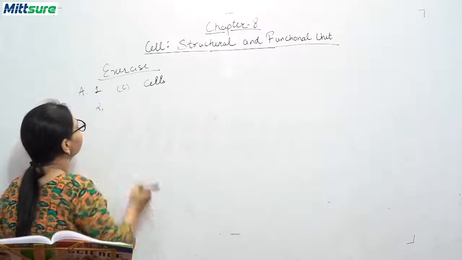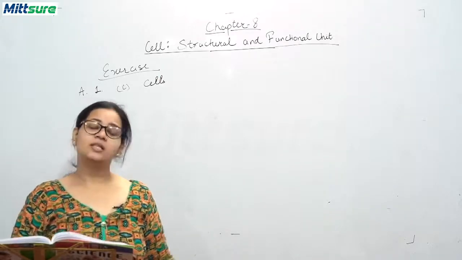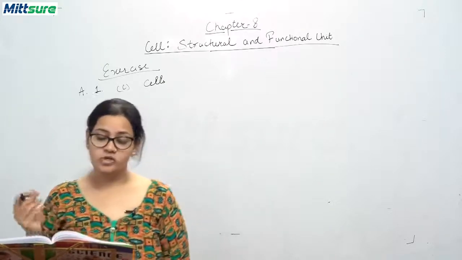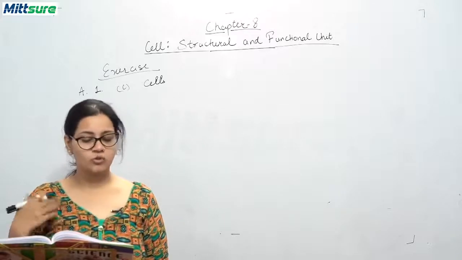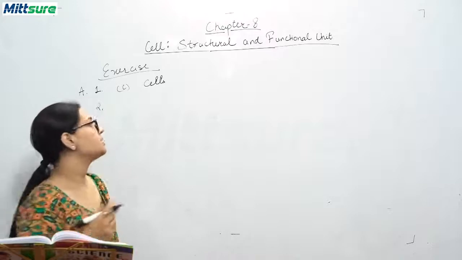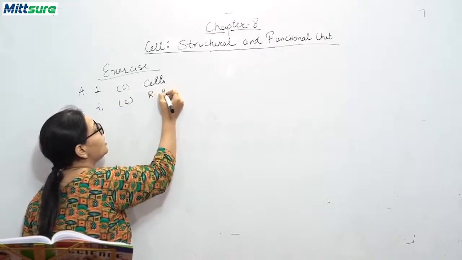Second question is, cell was discovered by A. M. Schleiden, B. T. Swan, C. R. Hooke, or D. None of these. So the correct answer is C. Hooke, that is Robert Hooke.